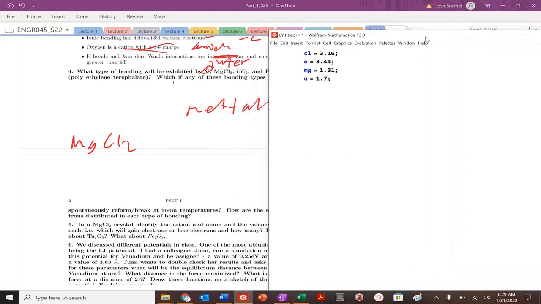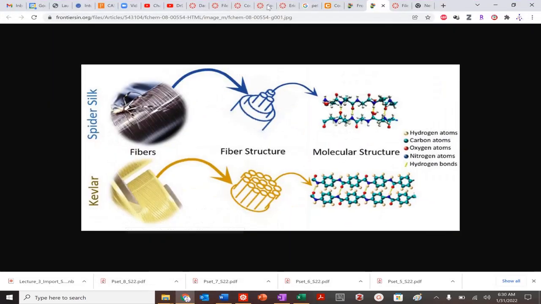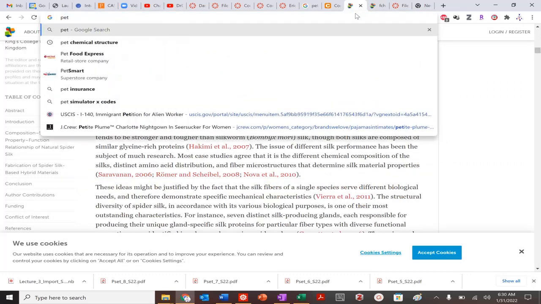We'll take the difference. So for Mg and Cl, Cl minus Mg, yeah, that's going to be ionic. U, or actually O minus U, that will also just be ionic because, again, 1.7 is our threshold for this class. So again, those are all ionic. Those will basically grab and steal electrons, and those will not reform at room temperature.